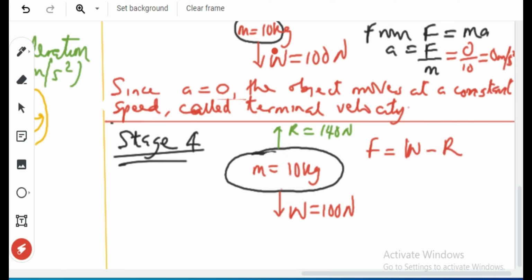Are you listening now? Yes, I'm listening. So to find the resultant force, we still need to do W minus R, even though the air resistance is bigger. Force in the direction of motion is always positive. Force in the opposite direction of motion will be negative. It is moving downward, so the direction of motion is weight. Opposite to the direction of motion is air resistance. So that's why weight is positive. Air resistance will always be negative.